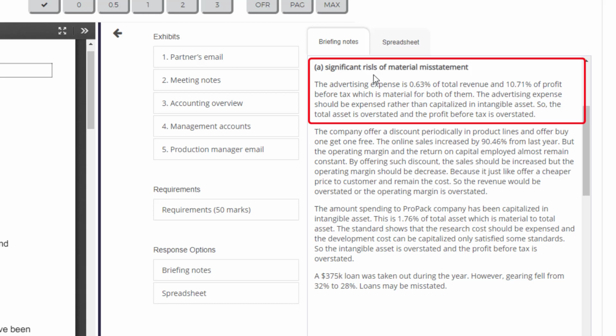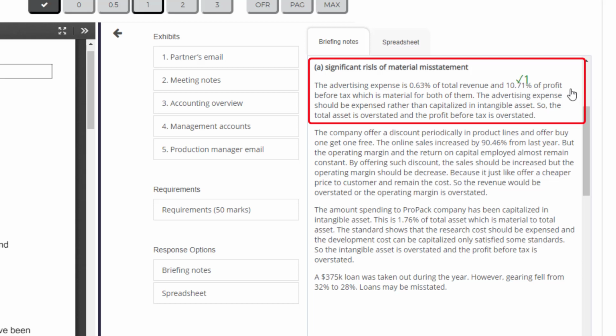The first of these points, advertising expense with some relevant materiality calculations. Now the marking scheme says award materiality calculations a mark, so we'll give those a mark because they're relevant. How about the rest of the description though? Advertising expense should be expensed rather than capitalised as an intangible asset. So the asset is overstated and profit before tax is overstated. So that's correct in that the asset is overstated, and they're right, you shouldn't be capitalising advertising expense. But it doesn't set out the correct accounting treatment in any great detail.